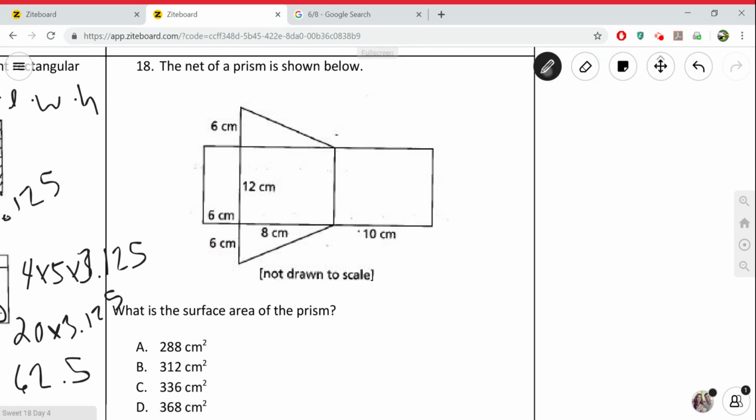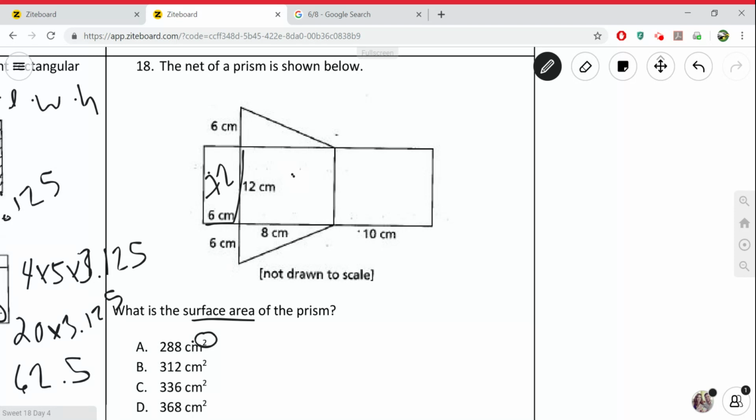My last question shows this net, and it says, what is the surface area? So remember, we're going to be in 2D, which is why I have the 2 here. And we're finding area because it's 2 dimensions. So what's the surface area? So let's go ahead and find this rectangle. The base is 6, and the height is 12. So 6 times 12 is 72. Know that because 5 times 12 is 60 plus another 12.